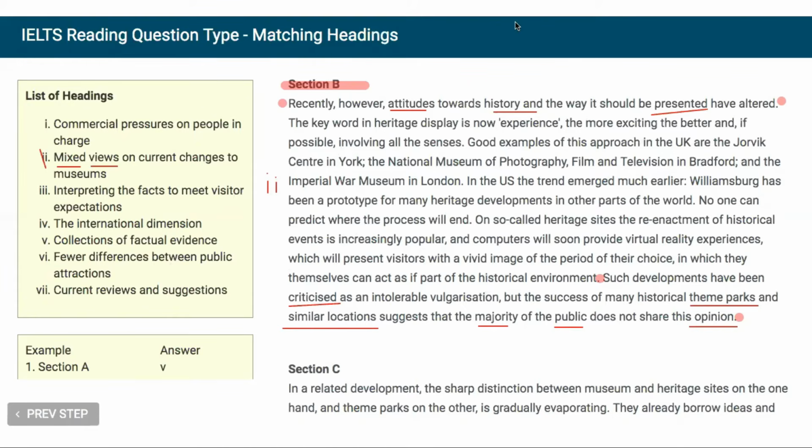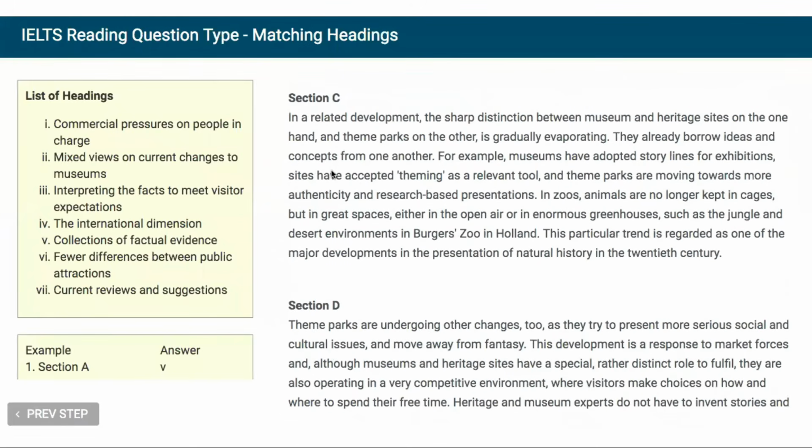Okay, so I'm going to clear the screen and make my way down to section C. Again, we'll do the same thing. I will just block it off so that it's easier to follow along with me, the first and the last. And again, I'm just going to underline. In a related development, the sharp distinction between museum and heritage sites on the one hand, and theme parks on the other, is gradually evaporating.